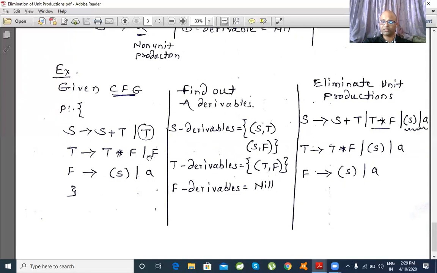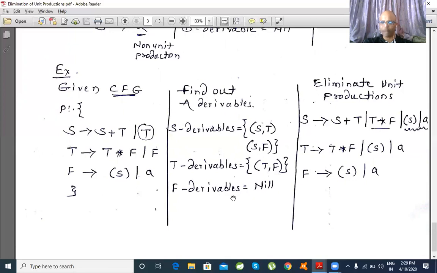Now what about T? T is having a unit production F, and with this context, we'll add this pair T comma F, which says F is T derivable. Okay, and if we keep track of F, we won't find any unit production. So this T derivables has to be terminated there itself. This set is complete. So what about F? F doesn't have any unit production, so it contains null.